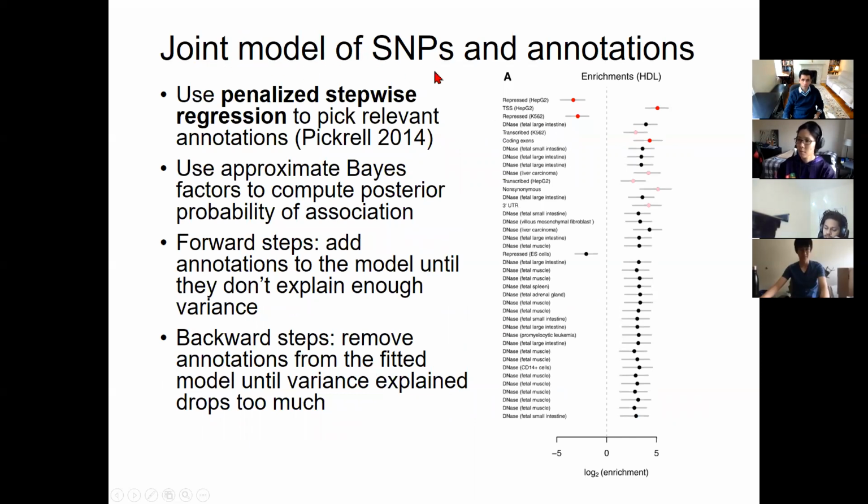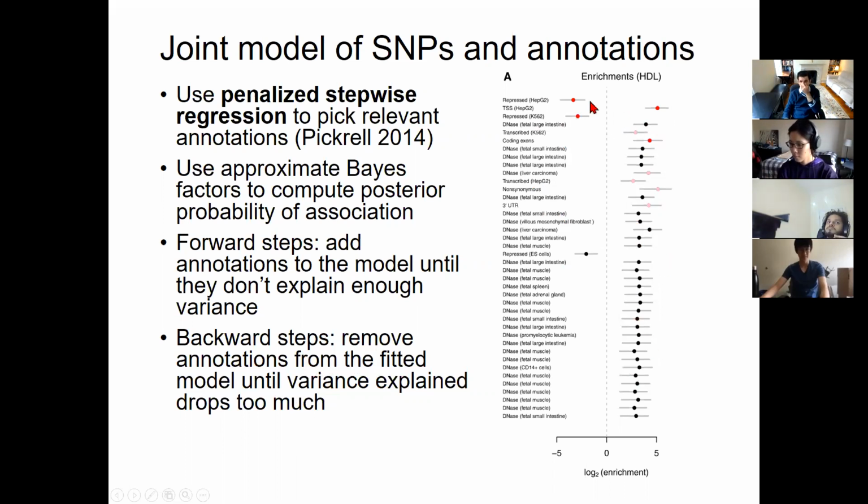So we can start building this joint model of SNPs and annotations using a penalized stepwise regression to pick relevant annotations. This is a model by Joe Pickrell and others in 2014. We can use an approximate Bayes factor to compute the posterior probability of association by combining the empirical prior, which we estimate from that class, with the likelihood of each SNP in isolation. The forward steps are adding annotations to the model until they don't explain enough variance, and the backward steps are removing annotations from the fitted model until the variance drops too much. Using this iterative approach, you can start asking what are the most informative priors for every single trait.